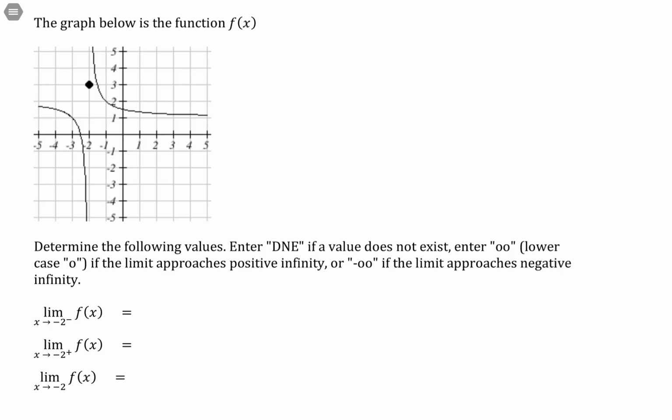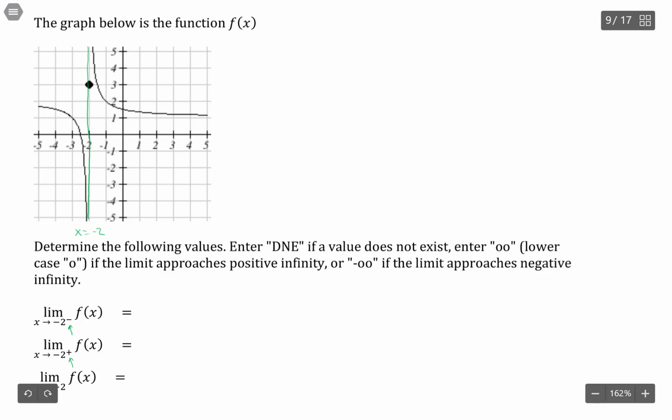The graph below is the function f of x. Find the limit as x approaches -2 from the left, from the right, and make a determination about the limit itself. So I know this is telling me to find the limit from the left and the limit from the right because of these negatives and positives that are superscripted onto the limit value. And the limit value being -2, I'm just going to indicate that to myself with a vertical line at -2.